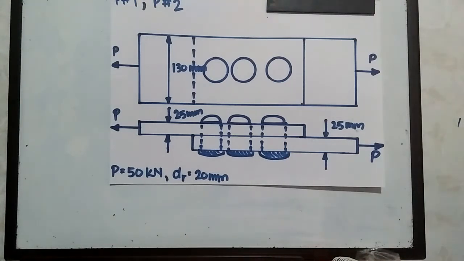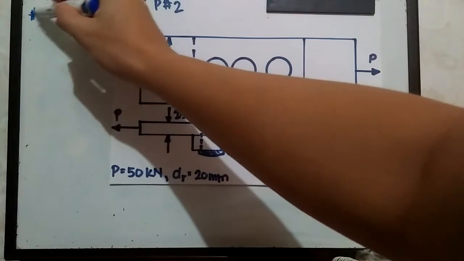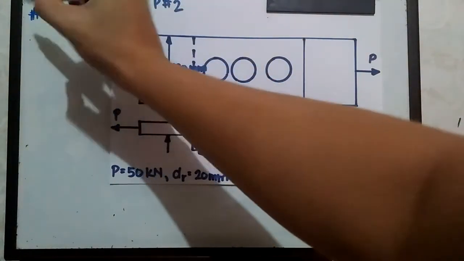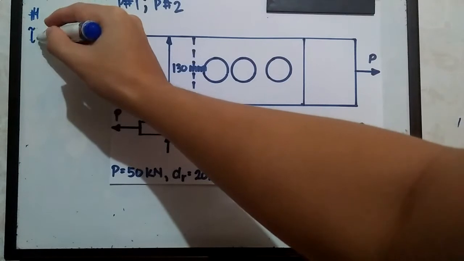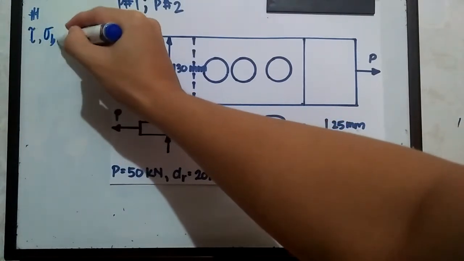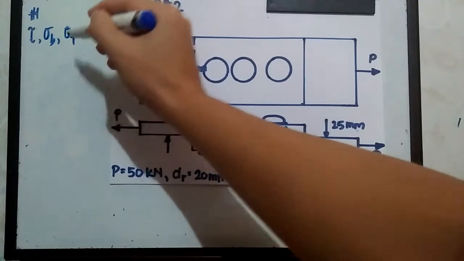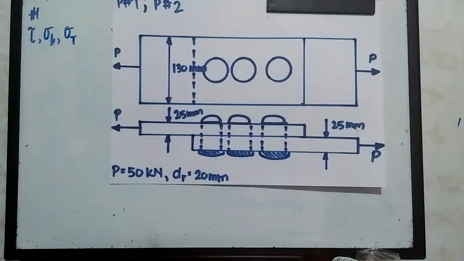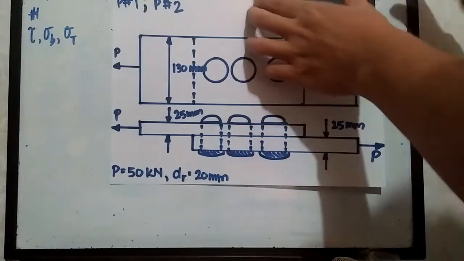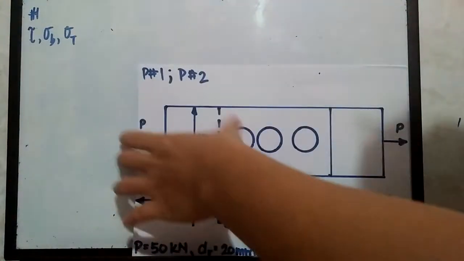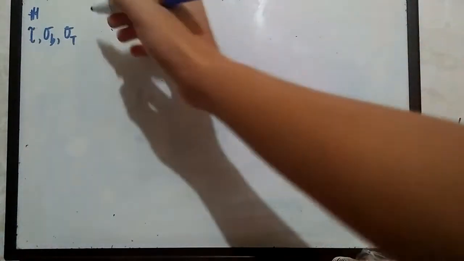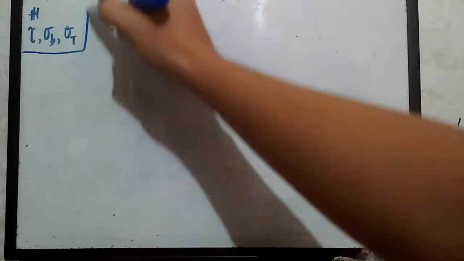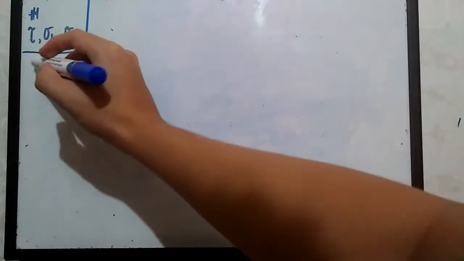So for problem number one, simply solve for the shear stress, the bearing stress, and the average tensile stress for each plate. This is just a straightforward approach in solving this problem. So let's start with problem number one. This is fairly easy.